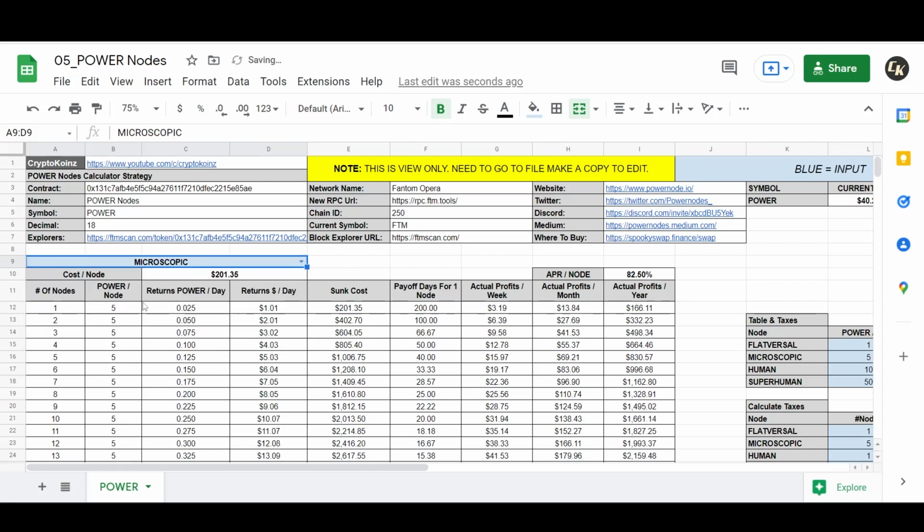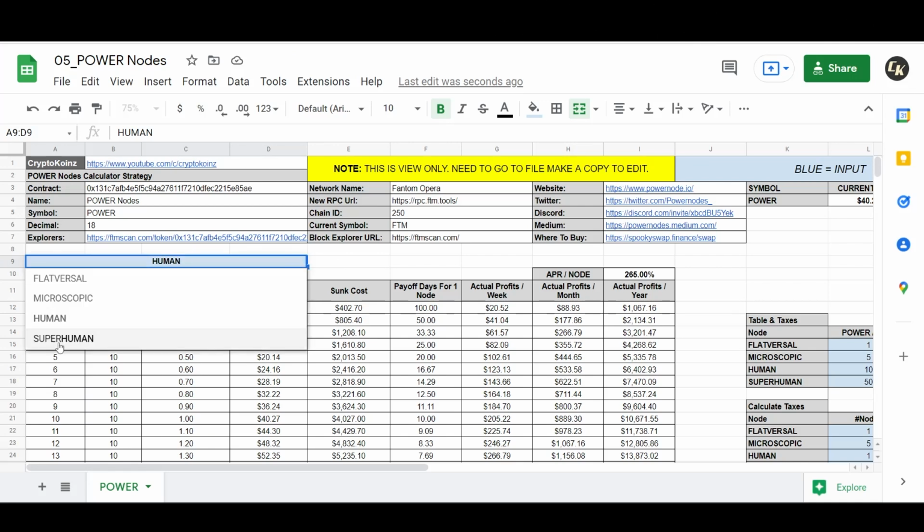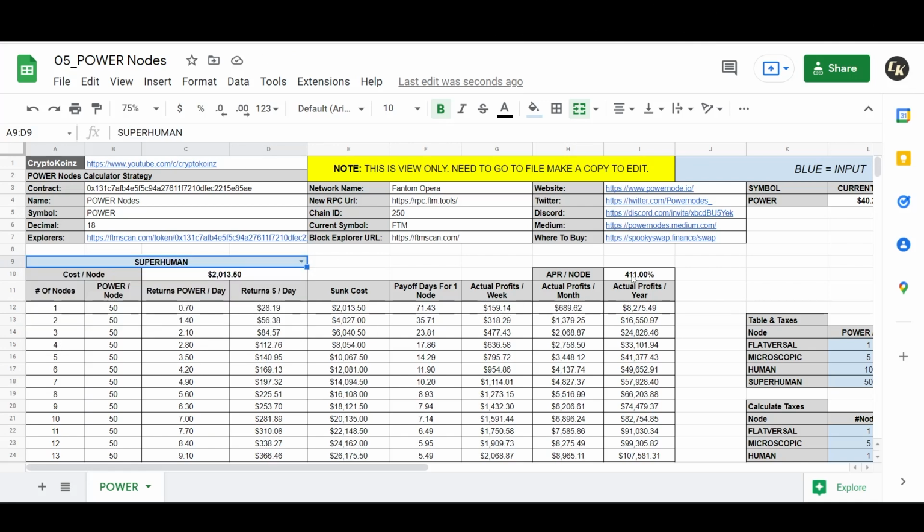If we go to microscopic, you're making 82% return on your investment. If we go to human, you're making a 265% return per node on your investment. And lastly, if we go to superhuman, you're making 411% APR per node on Superhuman. And these are the real numbers.